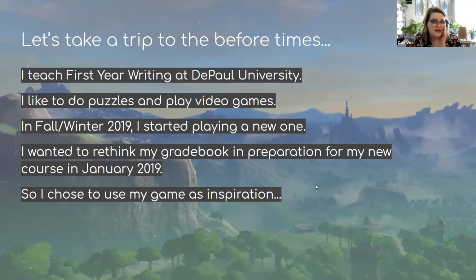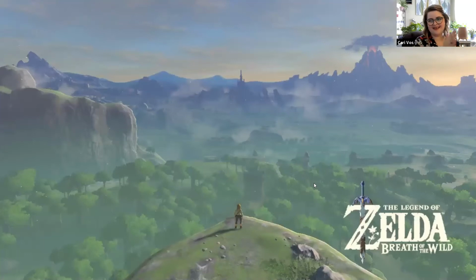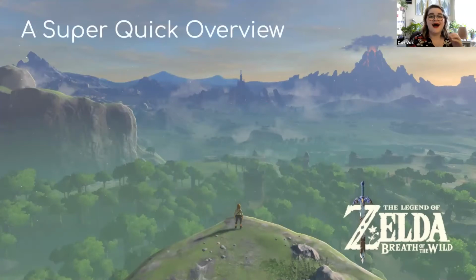So if you've ever played the game, you might recognize the background. I used Legend of Zelda Breath of the Wild. This is the game I was playing, and I decided to use this as my inspiration for my students and myself of how I was going to change both my syllabus and my grading perspective in my class. So here is a hyper quick overview of Legend of Zelda Breath of the Wild. If you've played this game, please do not judge me for being overly redundant with this overview.